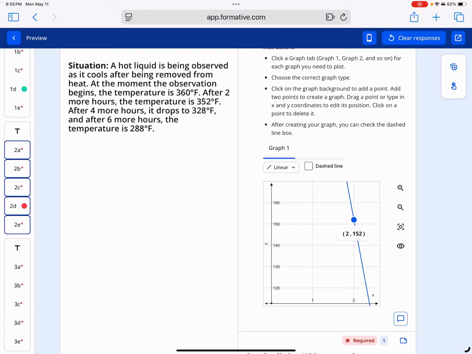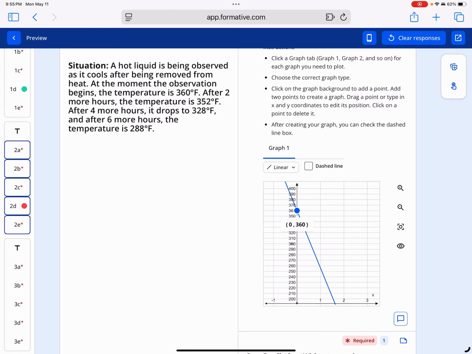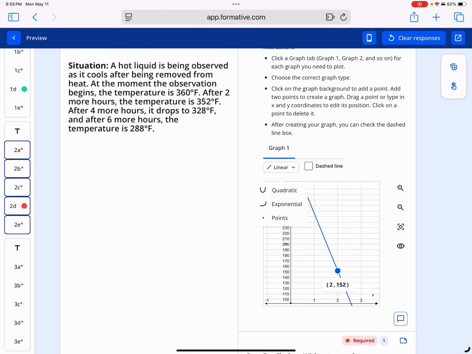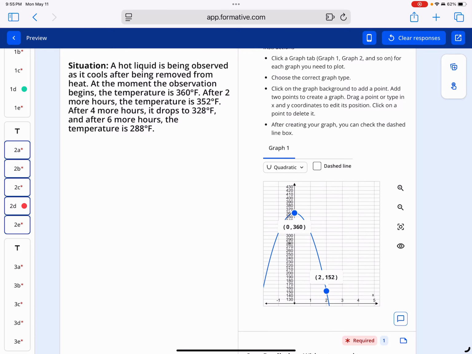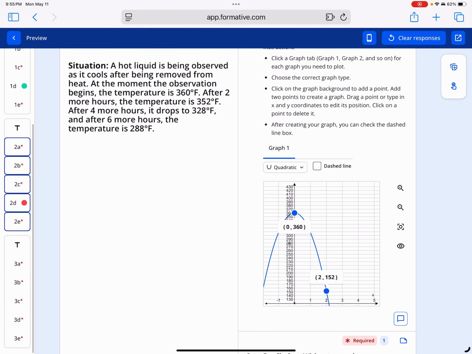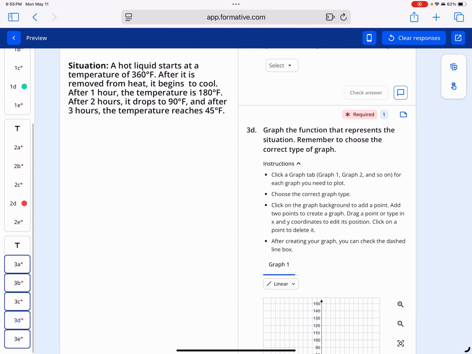There we go. Okay. So, and then this one's not linear. This one we said was quadratic. So you can see that's the next, you can see how it changed that line to match it. And then the last one we know is exponential, so I'm going to change that to exponential.